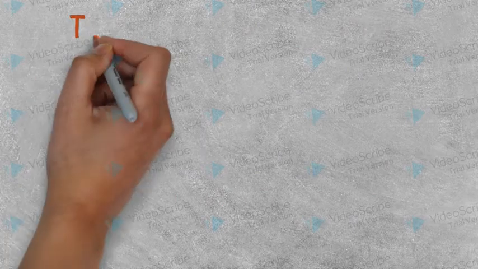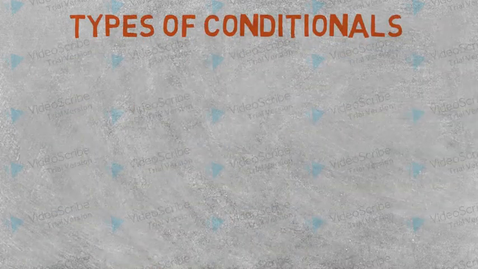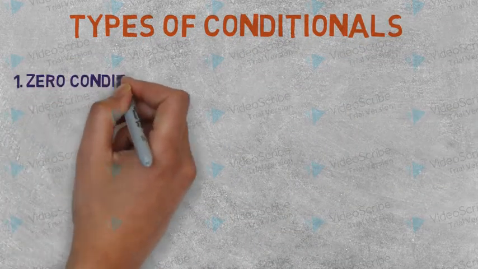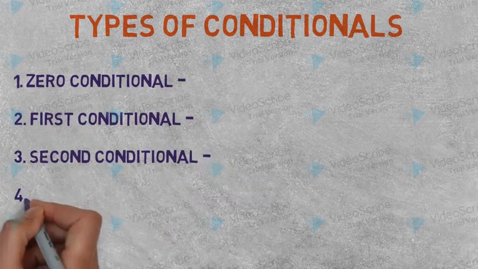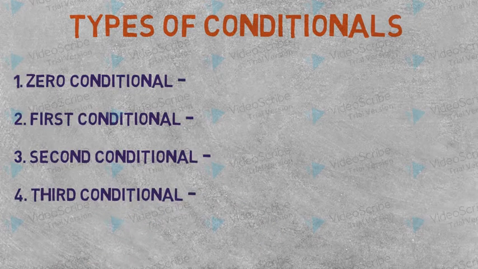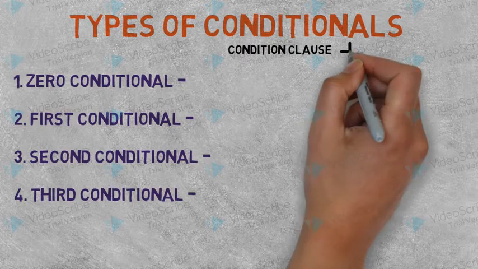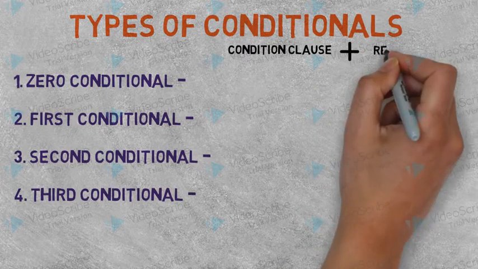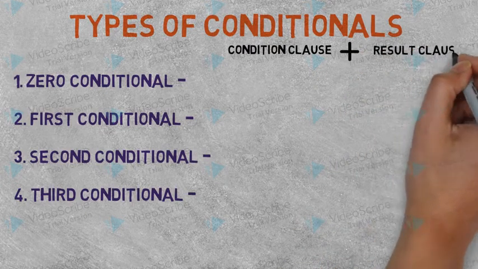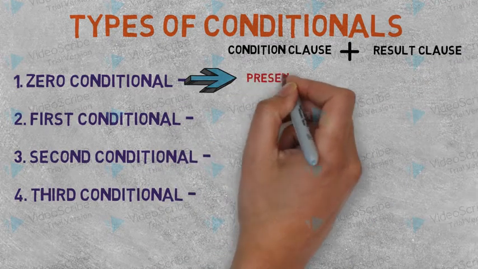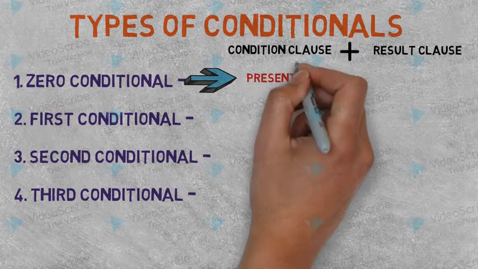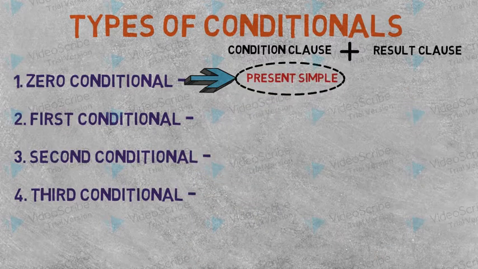Now let's talk about the types of conditionals. There are 4 types: zero conditional, first conditional, second conditional, and the third conditional. Each of the conditional sentences will have a condition clause as well as the main clause or result clause. Zero conditional will have the present simple verb in the conditional clause along with the present simple again in the result clause.